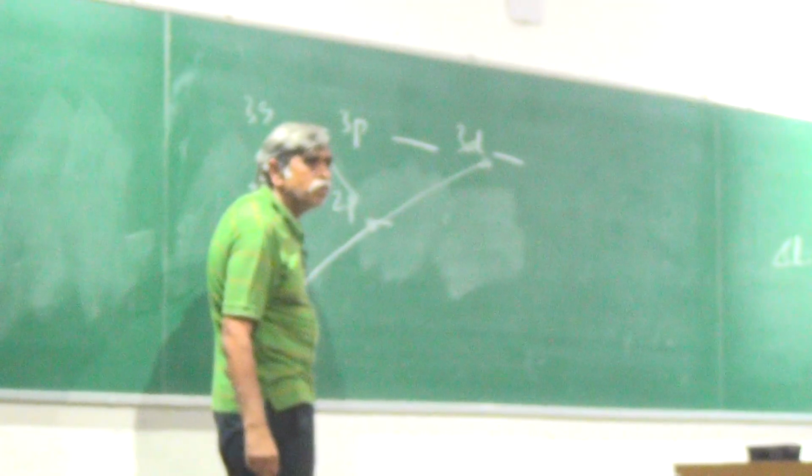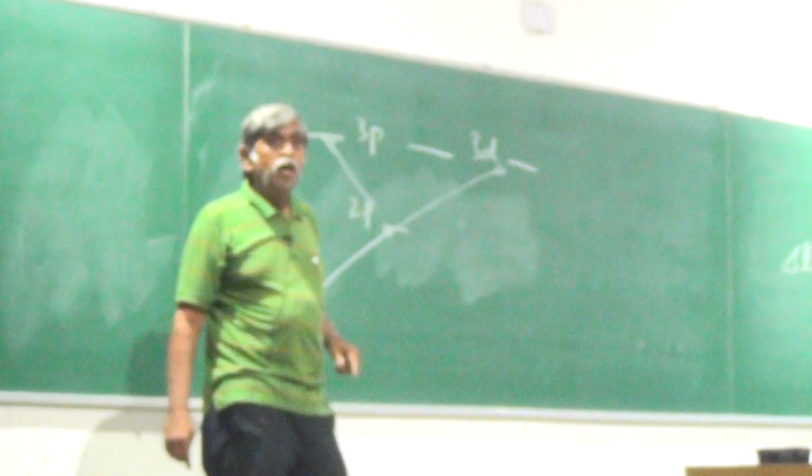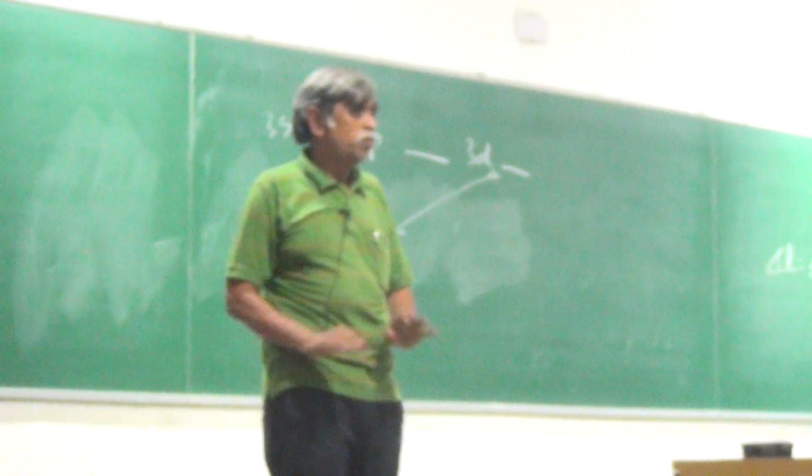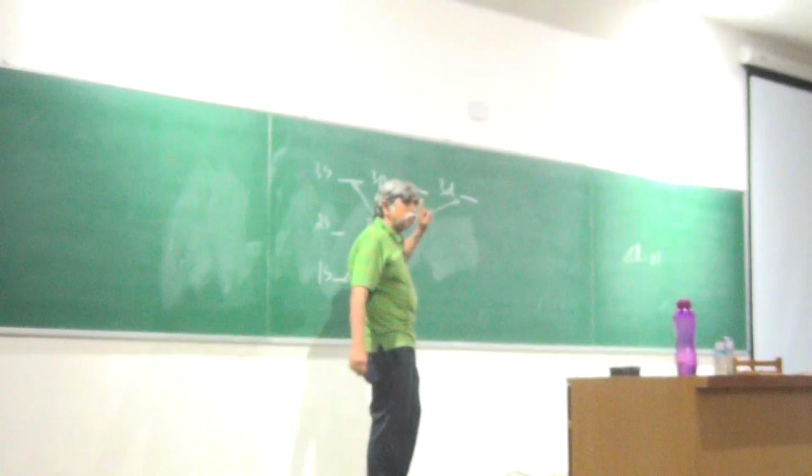If delta l plus or minus 1 has to be obeyed, what happens to the transition? It has to be only this, it has to be this, it has to be this, and so on. This can't go to this, because if it goes to this, there is 1s to 2s, and 1s to 2s is delta l 0. Can't happen. 2p to 3s has to happen. 2p to 3d has to happen.